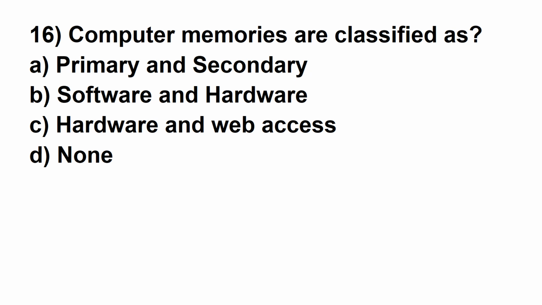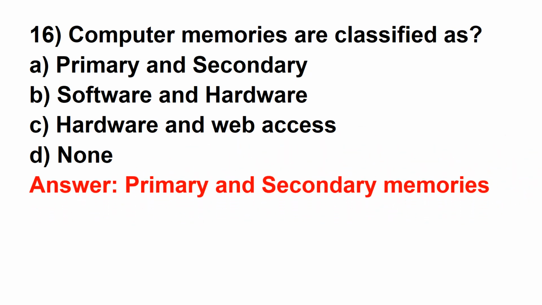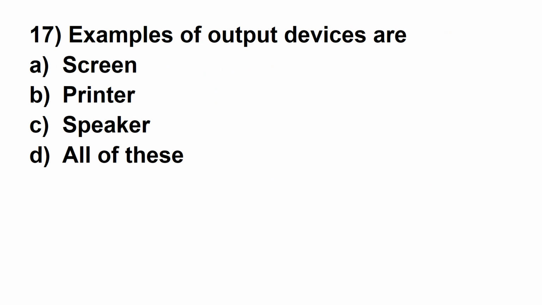Computer memories are classified as primary and secondary, software and hardware, hardware and web access, none. The right option is primary and secondary memories. Moving on, examples of output devices are screen, printer, speaker, all of these. So the screen is nothing but the monitor. So printer is also an output device, and we hear from the speaker, that is also an output device. So the answer is all of this.